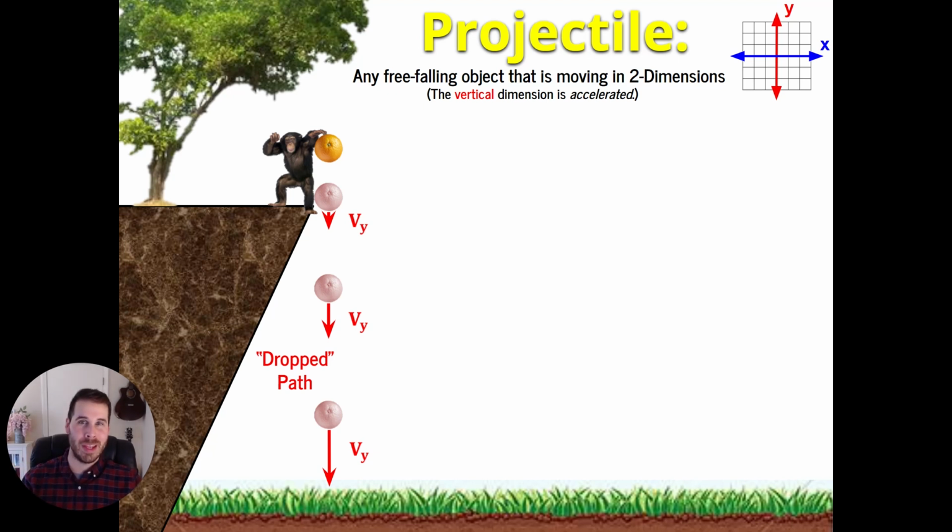or any push. So now we're going to switch mindsets and think about a different scenario, something different that the monkey could do. He could change his mind and say, I don't want to drop it, I want to throw it. So he could toss it to the side with some horizontal velocity. We would call that horizontal velocity Vx, which means velocity in the x dimension.